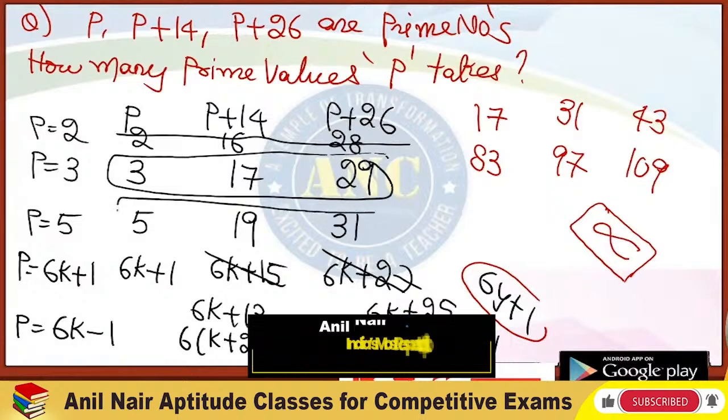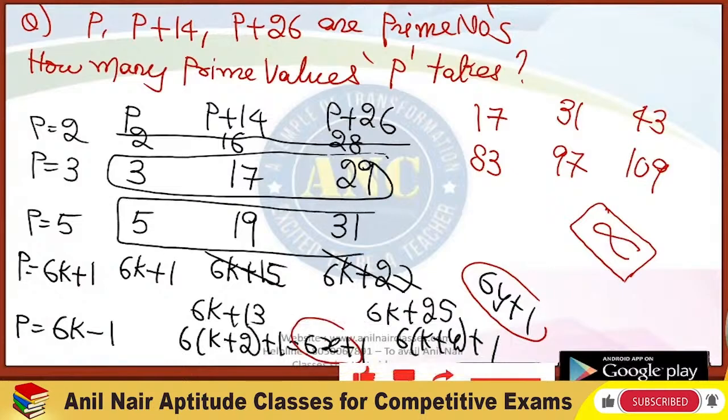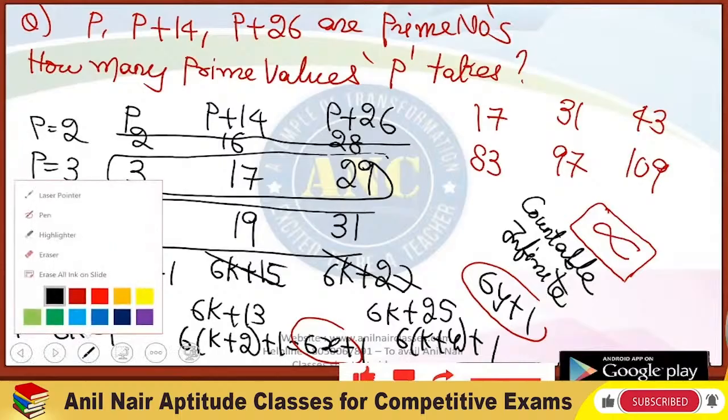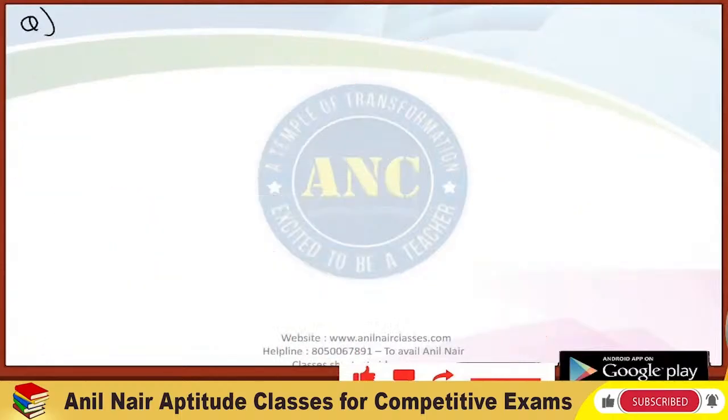So 3, 17, 29 are possible, these also possible, and there are some prime numbers of the form 6k minus 1 possible. So with many values, plus 1 or 2 values, it will tend to countable infinite. The answer for this question is countable infinite. I hope the idea is clear. Two questions, very easy questions if you understand the logic. Next one, the same question can also be asked like this.